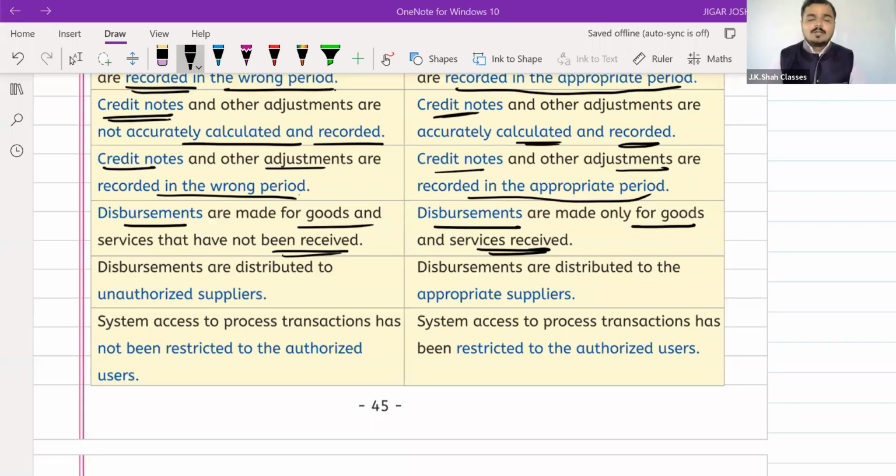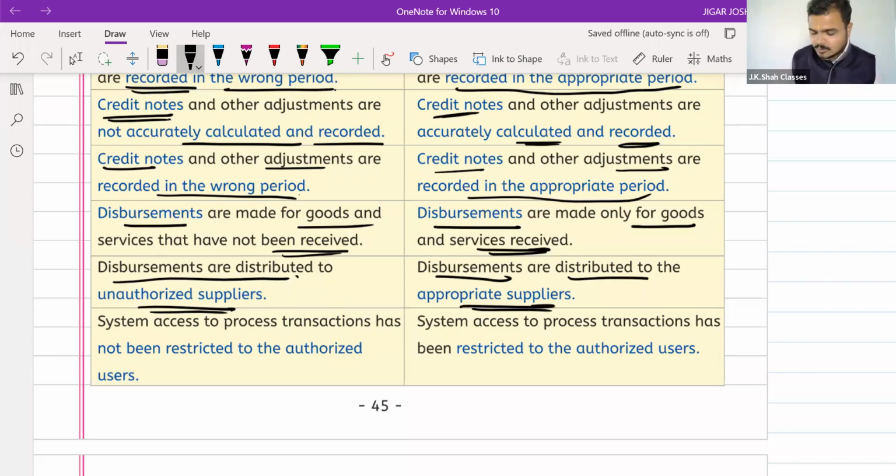I want to make a payment to Ram Kishan. By mistake, my dear charter, I made a payment to whom? Sir, to Radha Kishan. Don't you think it's a risk? Yes, sir. It's a risk. So disbursements are distributed to unauthorized suppliers. What would be the control for this? Sir, disbursements are distributed only and only to the appropriate suppliers. Understood, my dear charters? 100%, sir.